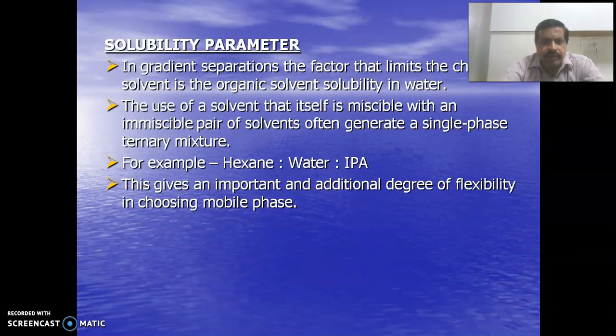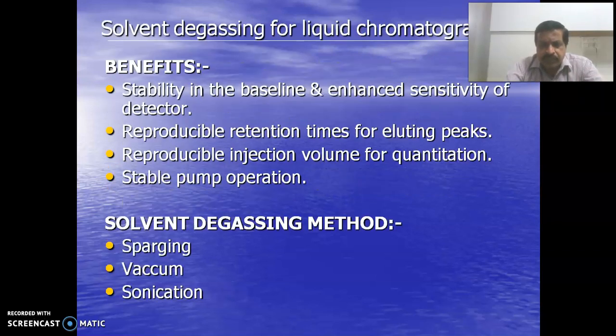The solubility parameter: in gradient separation, the factor that limits the choice of solvent is the solubility of the organic solvent in water. The use of a solvent that is miscible with an immiscible pair of solvents often generates a single ternary mixture. For example, hexane and water and even IPA, which give an important additional degree of flexibility in choosing the mobile phase.